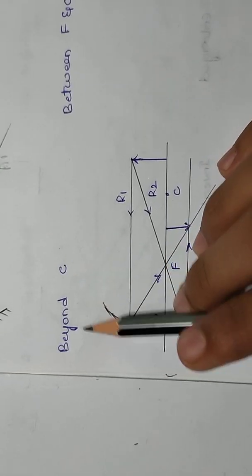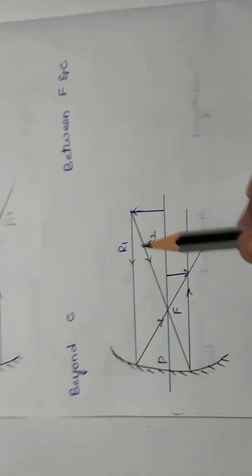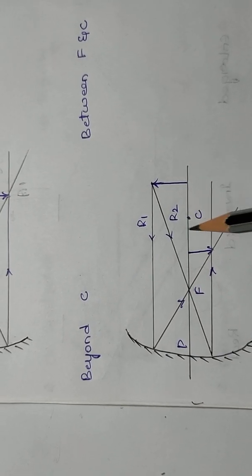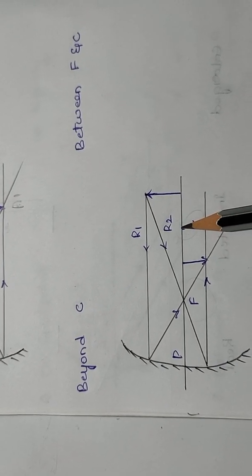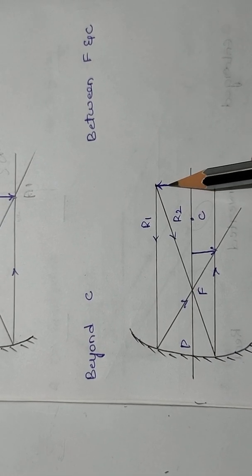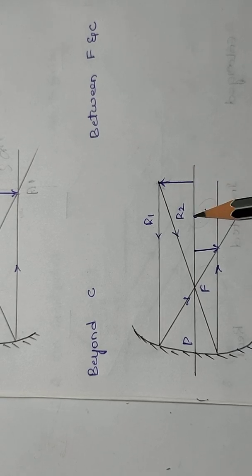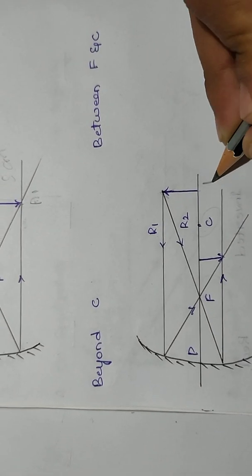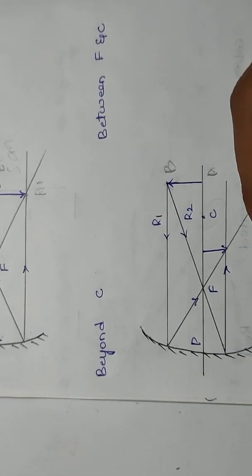What if my object is beyond C? Let us consider this is my focal point F and this is my center of curvature C. So what if I place my object beyond C? I am placing the object somewhere here after C. So this is my object. I can name this object A and B.